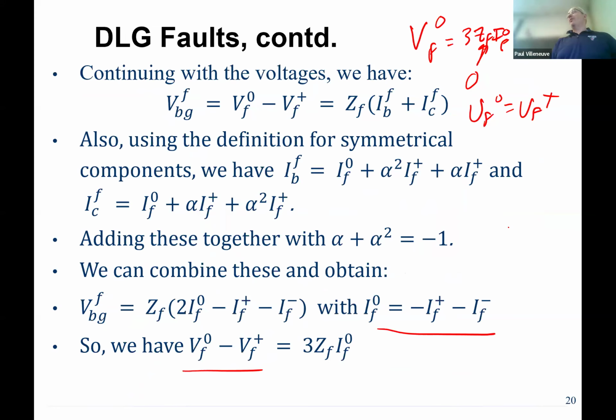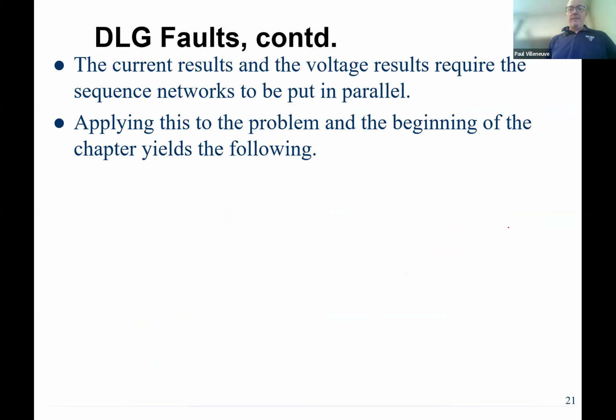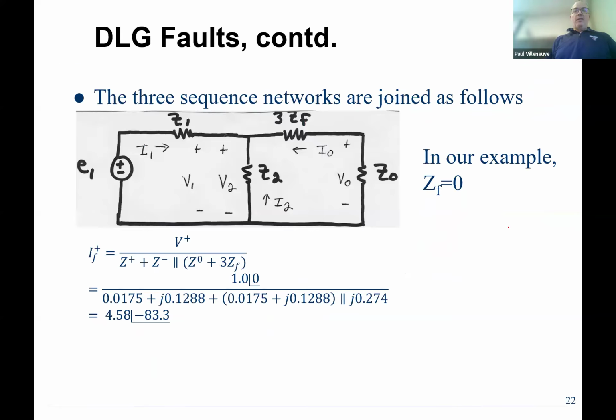So all you need to do is put your three diagrams in parallel as long as ZF is equal to 0. If not, you just have to put it in series first with your zero sequence network and then put all three of those in parallel. So here's our diagram. We have our pre-fault voltage. We have our positive sequence in parallel with our negative sequence, which is in parallel with the sum of our zero sequence with our fault impedance.